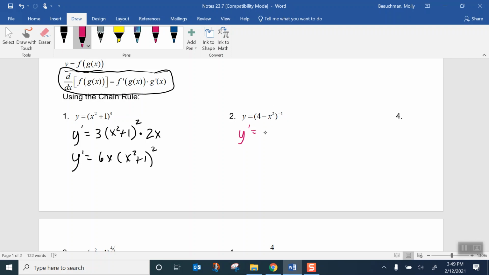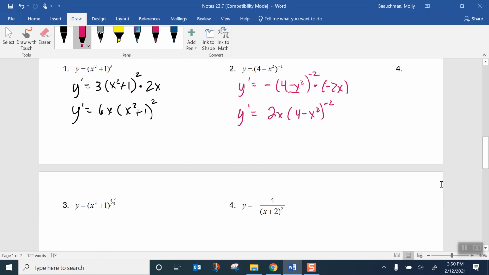So we multiply -1 in front. We get -(4 - x²) and subtract 1 from the power to get -2. Then times the derivative of the expression on the inside. The derivative of 4 - x² using the power rule is -2x. Then simplify your expression. A negative times a negative is a positive, so we have 2x times (4 - x²) to the -2.